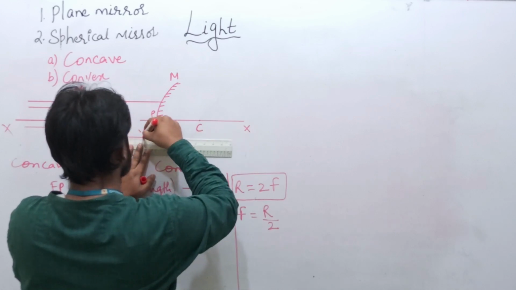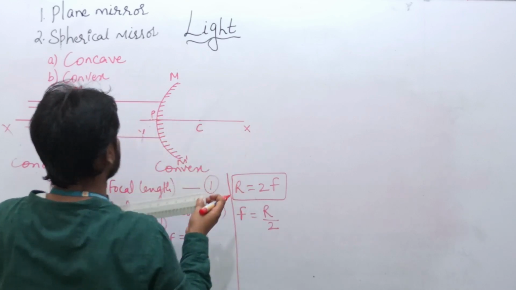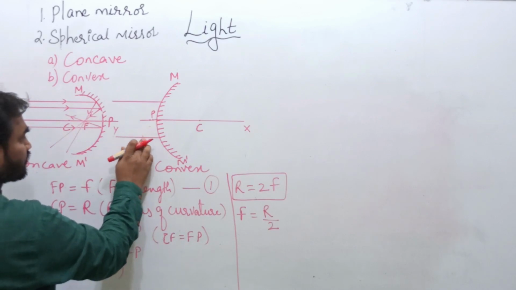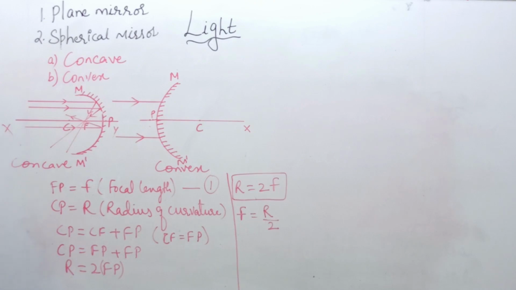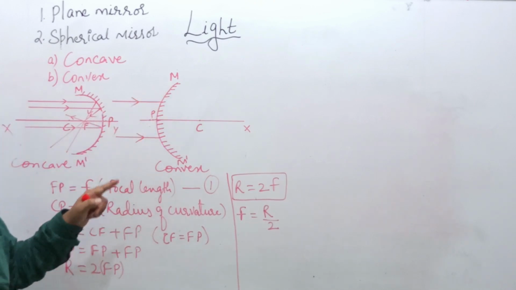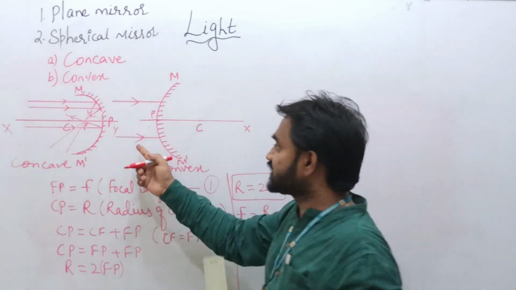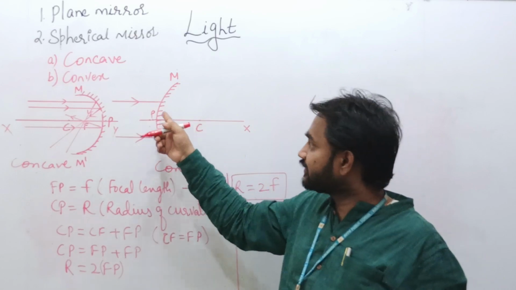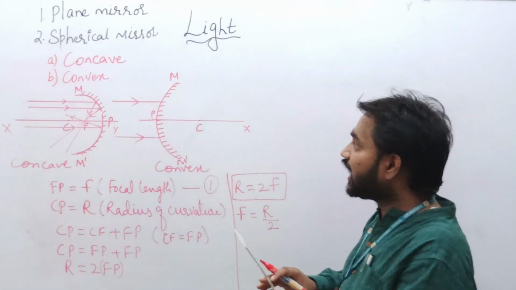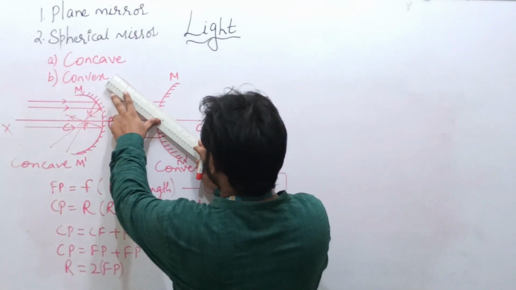I'll be drawing two rays, so excuse me for that. Okay, so this is the incident ray. These two are the incident rays. Since this is bulging outwards, what happens here? All the rays which are falling onto the reflecting surface of the convex mirror are going to diverge.